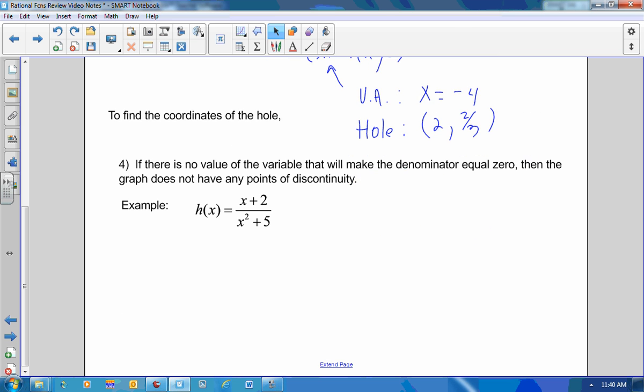And my domain, my last one. If there is no value of the variable that will make the denominator equal to 0, then the graph does not have any points of discontinuity. And like our previous one, x squared can only take on values of 0 or positive, and when I add that to 5, I'm never going to get 0 in the denominator.